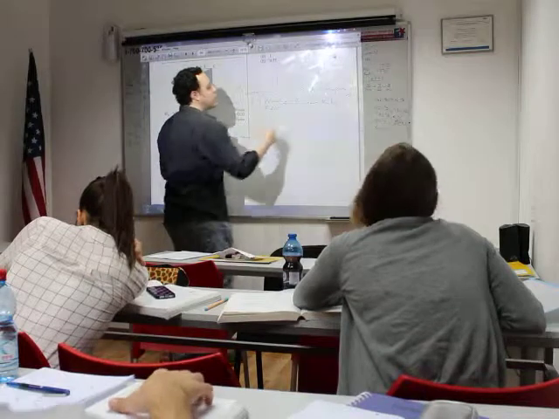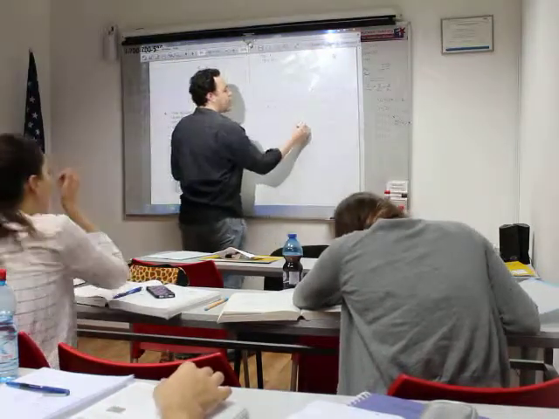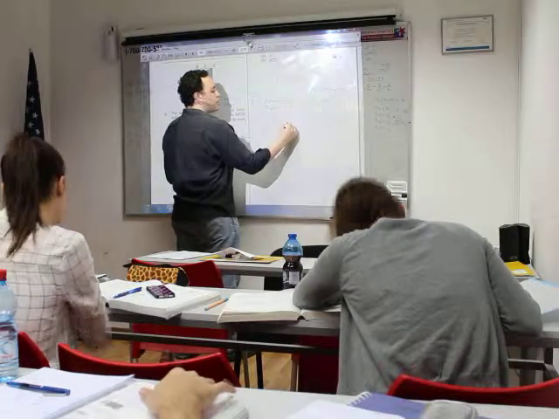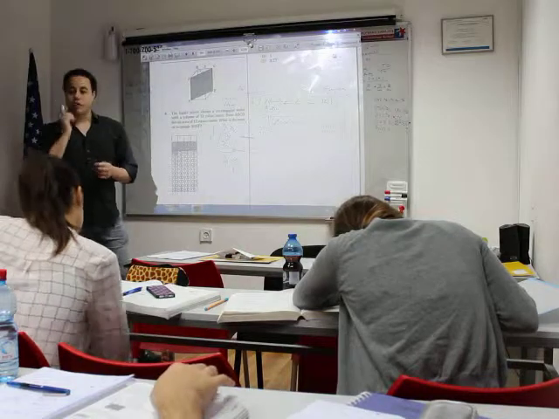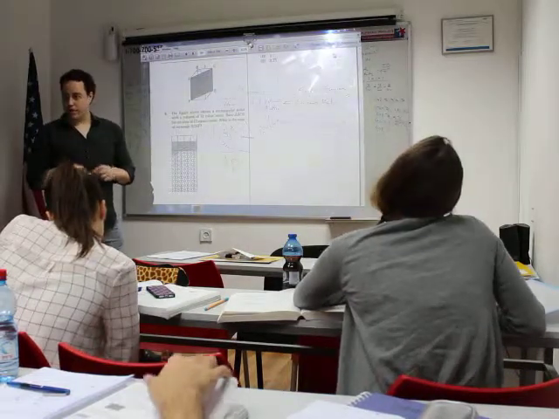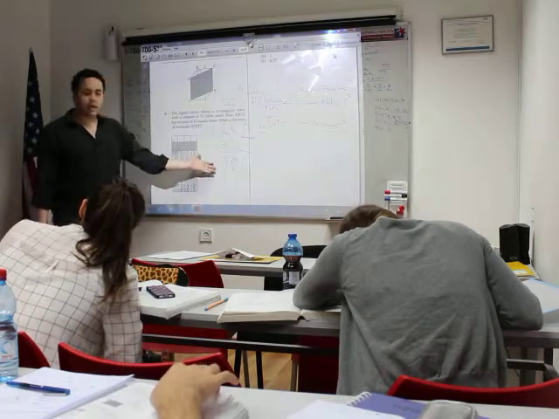So linear squared is area ratio, and linear cubed is volume ratio. Got it? And again, it doesn't look like it, but it is.